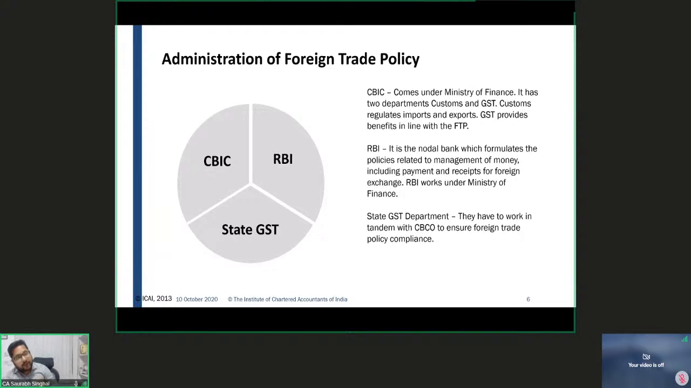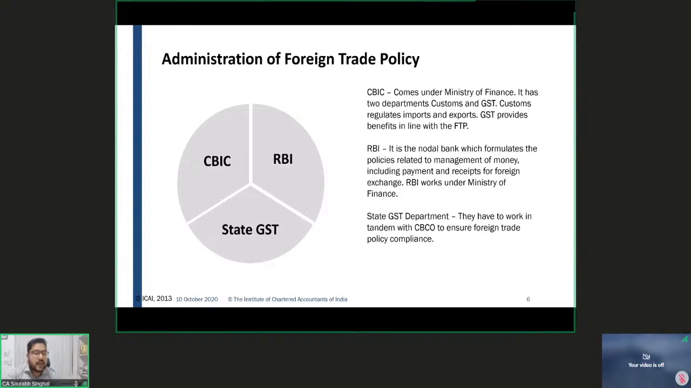Many provisions for effecting the provisions of foreign trade policy are there in GST law, like section 147 of the CGST Act on deemed exports, section 16 of the IGST Act on exports without payment of tax, exports with payment of tax, and refund of input tax credit for exports. So all these are what? Provisions in line with the foreign trade policy. So that is why we can say that foreign trade policy is not just administered by the DGFT, but also partially by CBIC in terms of the GST department and the customs department.